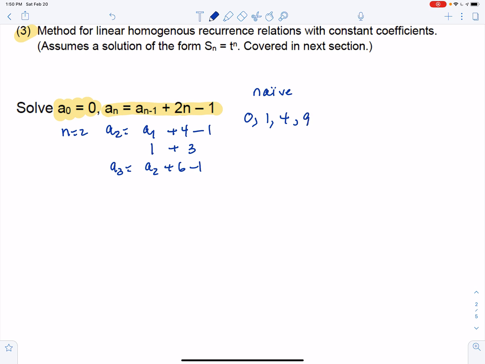Let's just do one more to make sure we guess the right pattern here. A sub 4 is a sub 3 plus 2 times 4 is 8 minus 1. 9 plus 7 is 16. I'm going to say, I think a sub n is n squared. But now what I have to do is prove it. How do I know that somewhere along the line this formula breaks down?